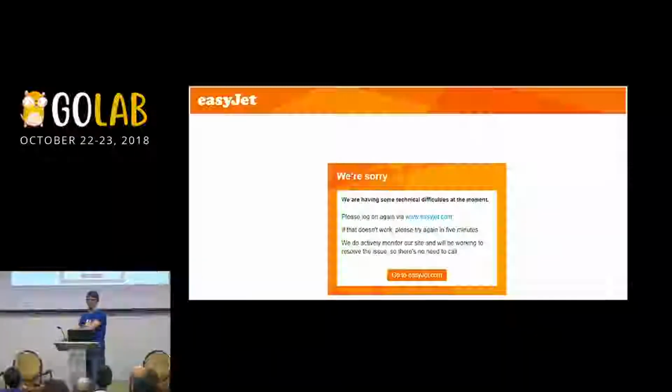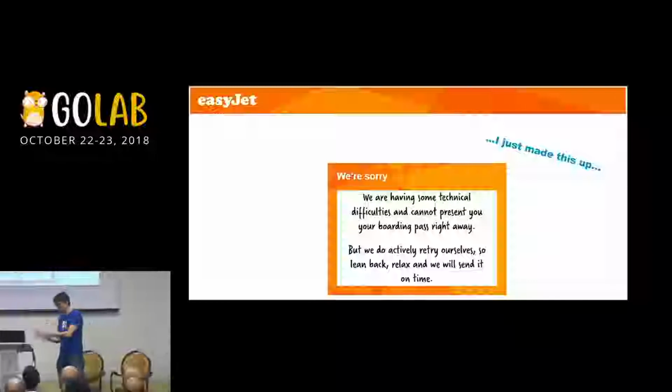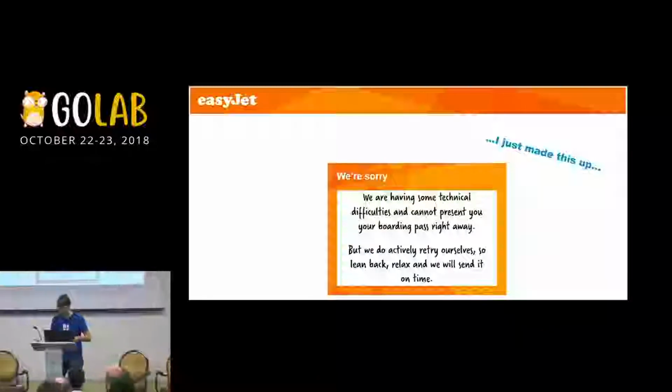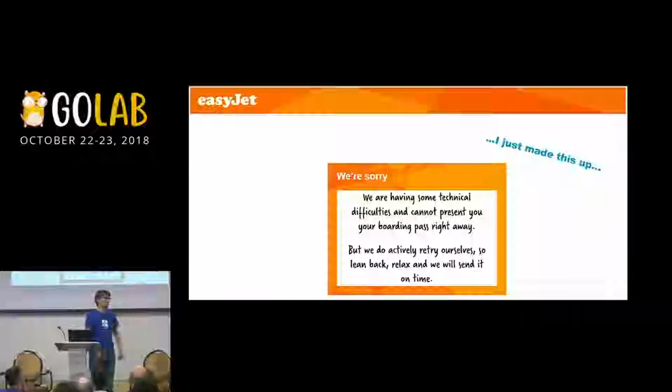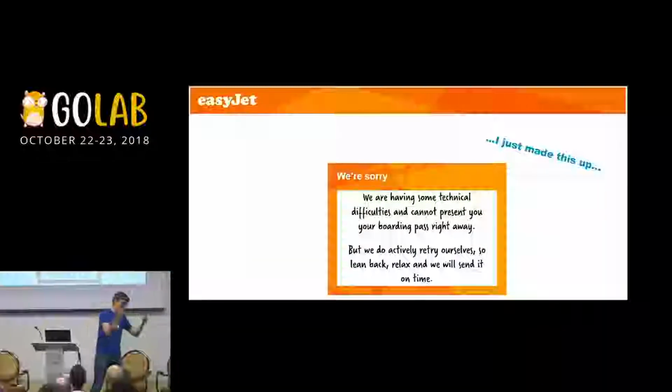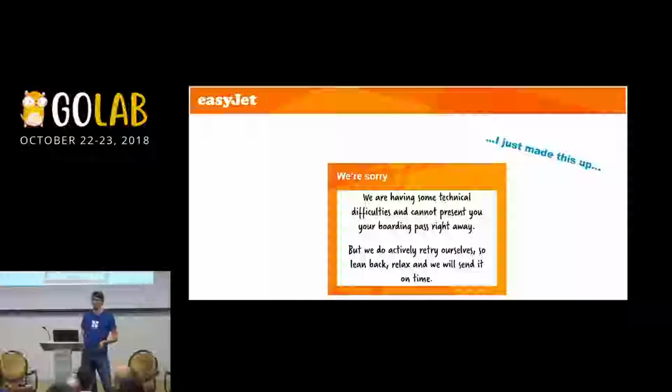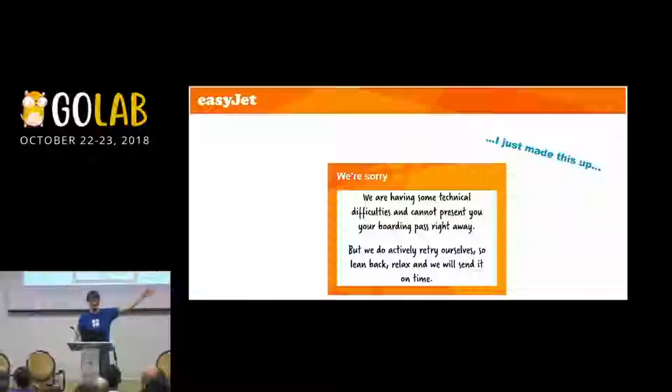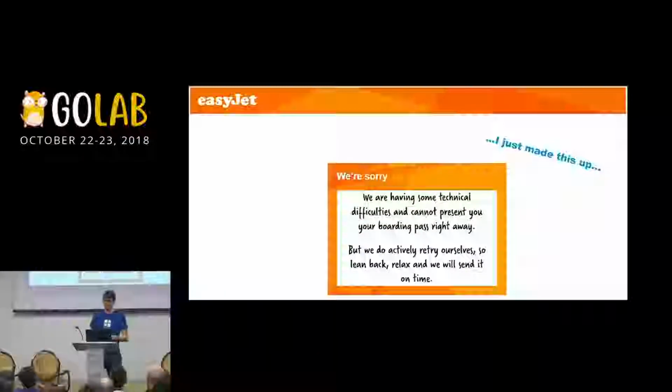And that's bad. I mean, they have a technical problem. I understand. I'm a programmer as well. I totally understand that. But they have the problem, though. They should fix it. And I mean, it's a boarding pass. It's asynchronous anyway. I want to have it on my mobile whenever I enter the airport. They can send me an email whenever it's okay, right? So they should say something like, we are having some technical difficulties, but we do actively retry ourselves, so lean back, relax, we'll send it over. Right? That should be a reaction.